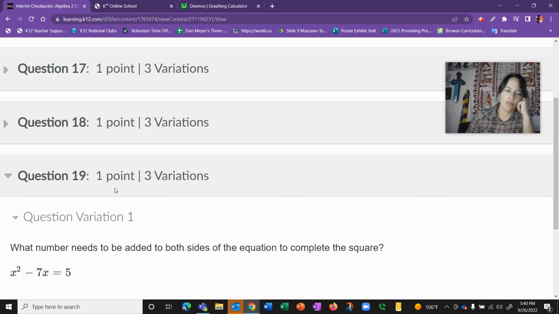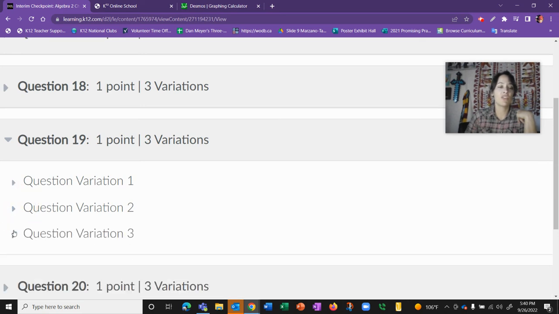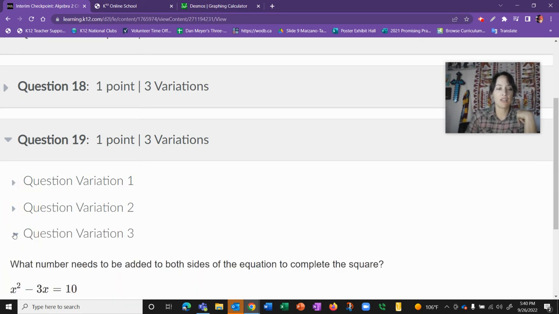What number needs to be added to both sides of the equation to complete the square? What a great question. What is b? What is half of b? What is half of b squared? This is not an even number, so it's not going to be a nice, neat number. That's not an even number, so it's going to be a fraction.